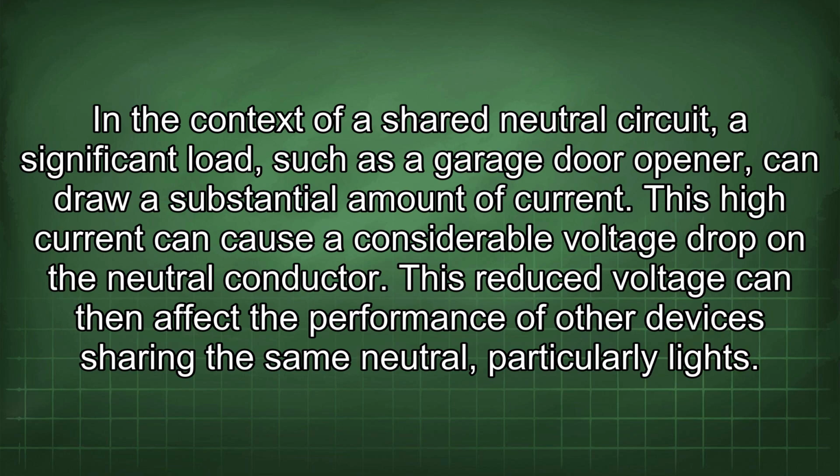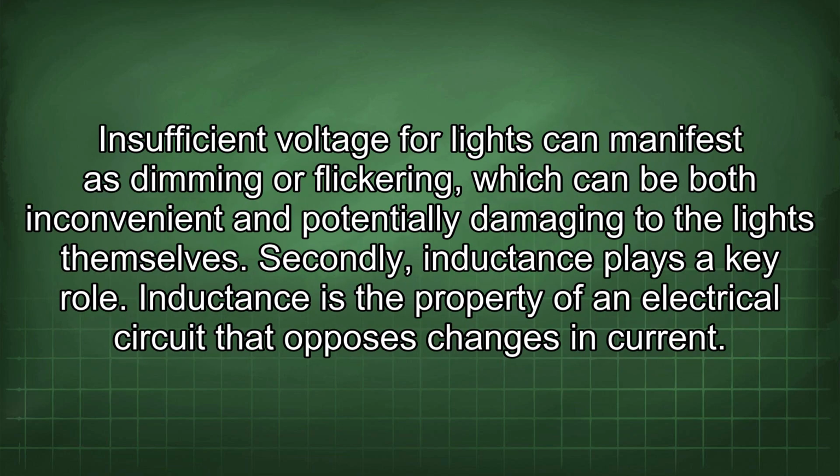In the context of a shared neutral circuit, a significant load, such as a garage door opener, can draw a substantial amount of current. This high current can cause a considerable voltage drop on the neutral conductor. This reduced voltage can then affect the performance of other devices sharing the same neutral, particularly lights. Insufficient voltage for lights can manifest as dimming or flickering, which can be both inconvenient and potentially damaging to the lights themselves. Secondly, inductance plays a key role.